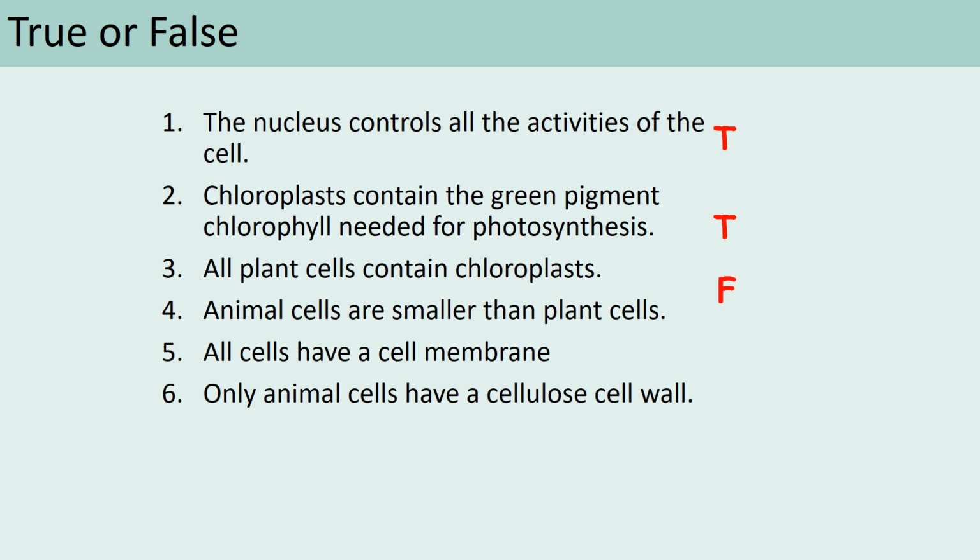Number 4, animal cells are smaller than plant cells. Now, the cells that you've drawn are not to scale, but hopefully you're able to see that the animal cells are in fact smaller than plant cells. Number 5, all cells have a cell membrane. That is true. These are not lining up very well. I do apologise for that. And number 6, only animal cells have a cellulose cell wall. That is in fact false, because it is plant cells.